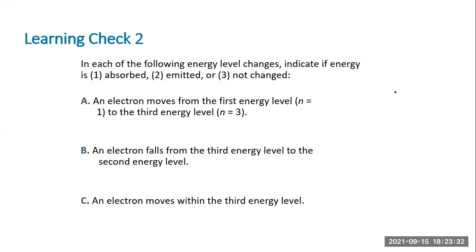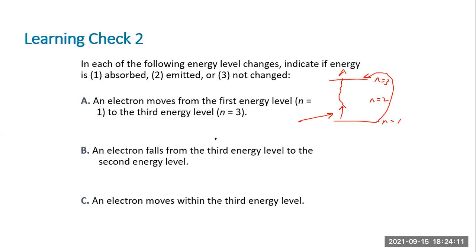Other questions? All right, so take a look at this one. For each of the following, indicate whether the energy is absorbed, emitted or released, or not changed. If an electron moves from the first energy level, which is n equals 1, to the third, so basically our electron is starting here and going upwards, it has to absorb energy to gain enough energy, like our stair example, to get itself up to the third energy level from the first, obviously skipping the second energy level in between. So that would be absorbed.